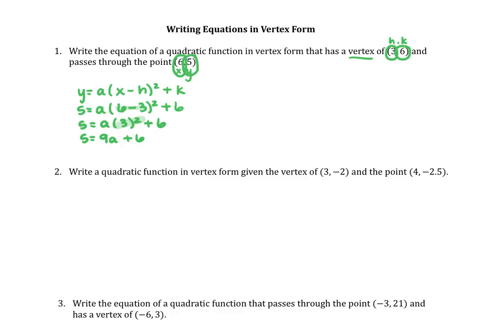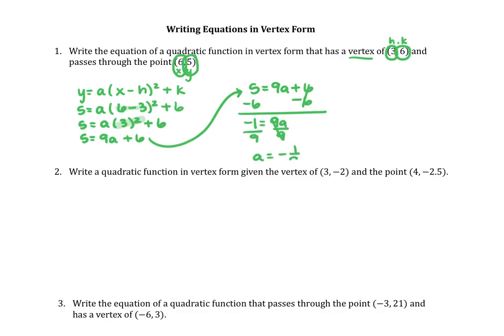Now I'm ready to solve this basic equation. I'm going to come up here, give myself some more room. I'm going to subtract 6. That gives me negative 1 equals 9a. And then I would divide both sides by 9 to figure out that a must equal negative 1/9.